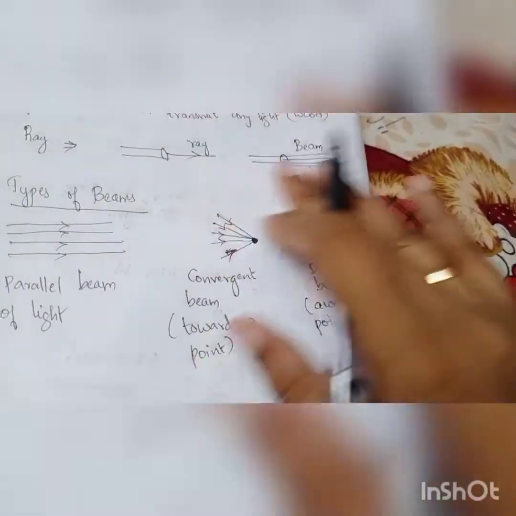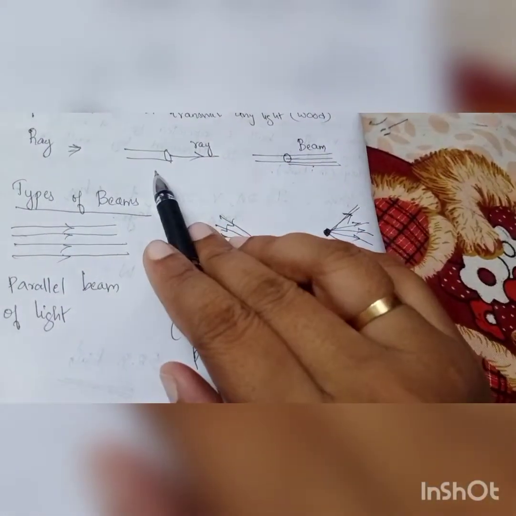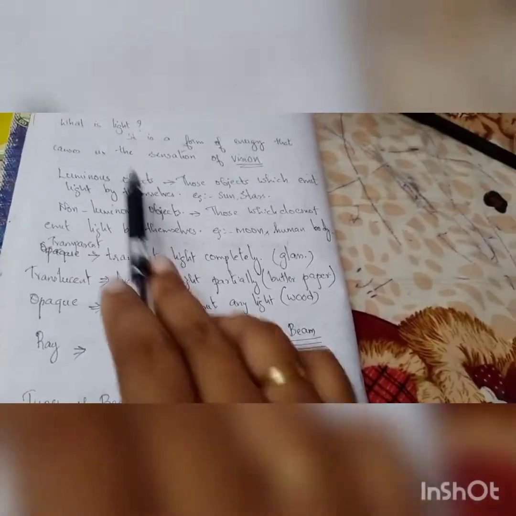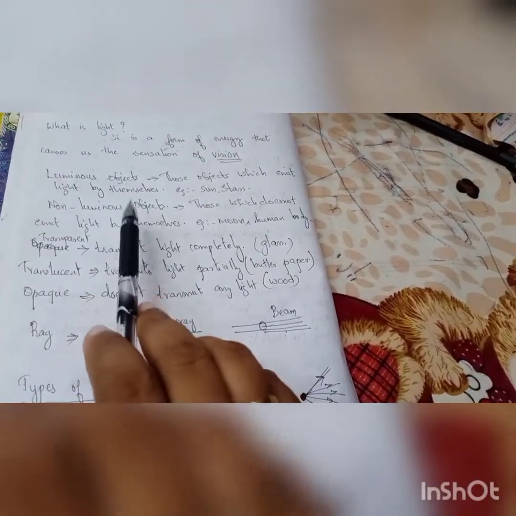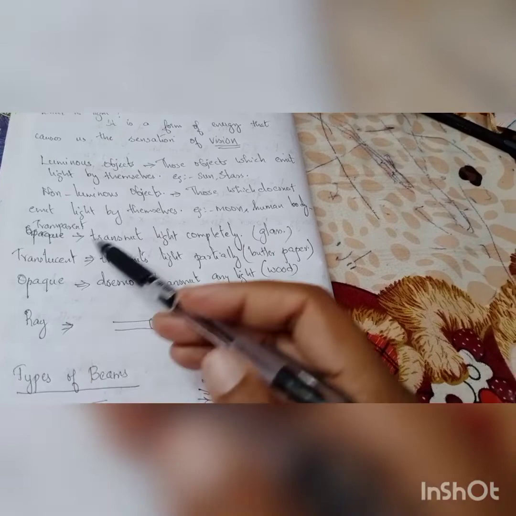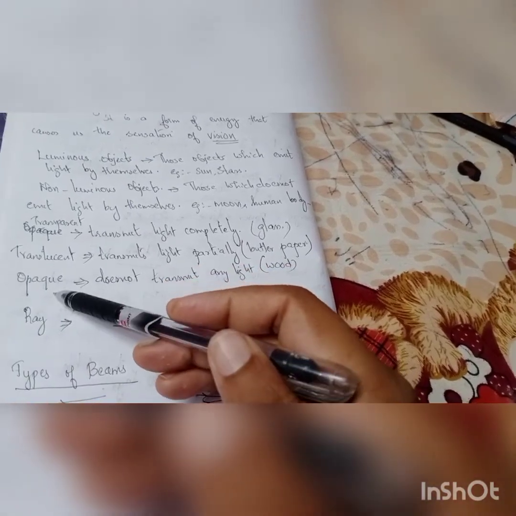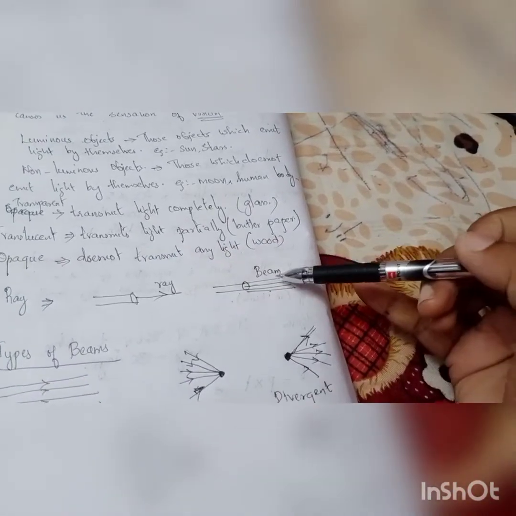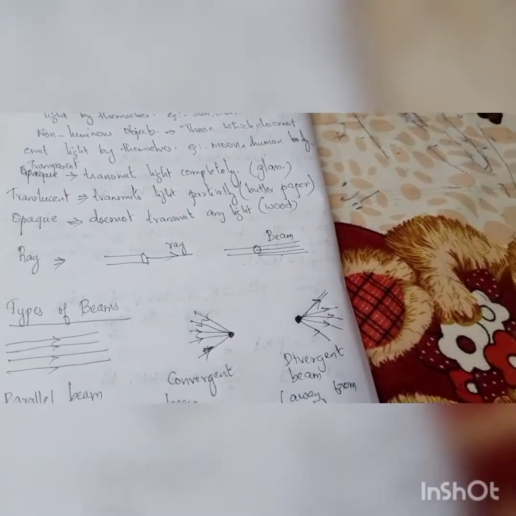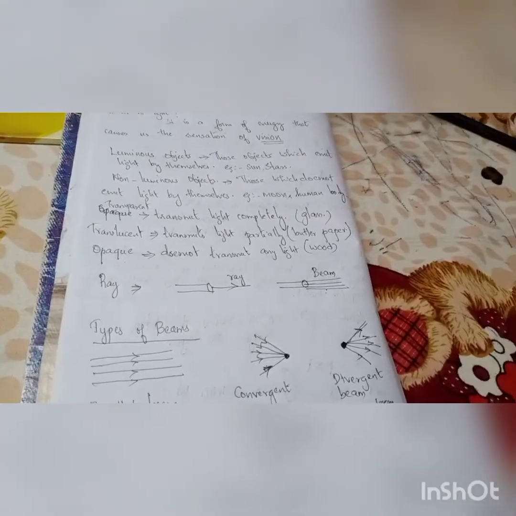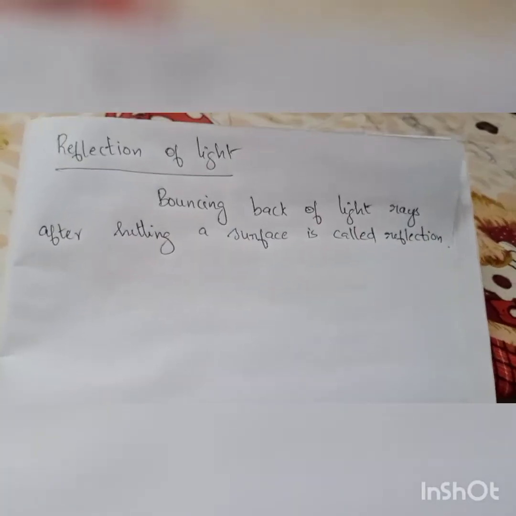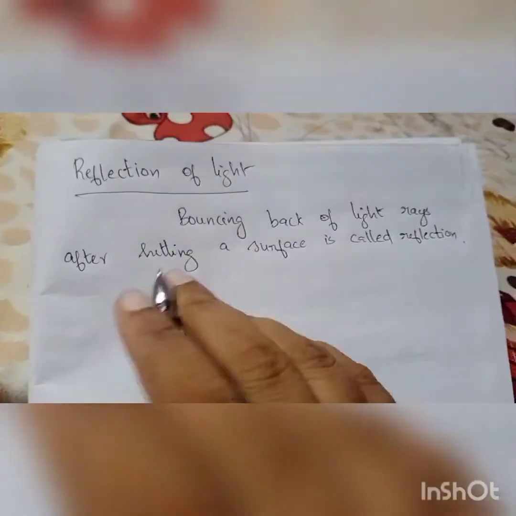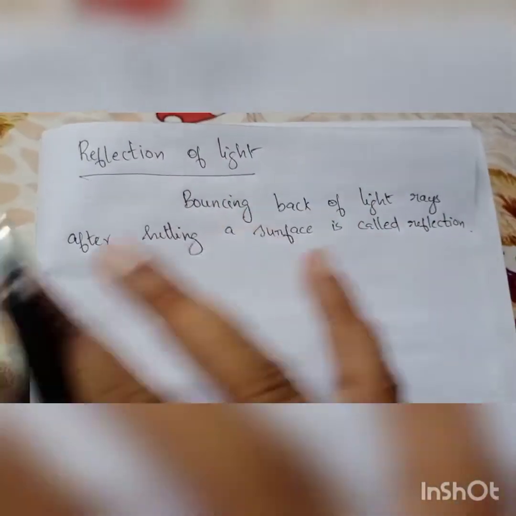Okay, so hope this is clear until now. So we understood what is light, what are luminous objects, what are non-luminous objects, and what we mean by transparent, translucent and opaque. What is a ray, what is a beam, and what are the types of beams. Fine. So now let us move into another topic. Let us go into detail.